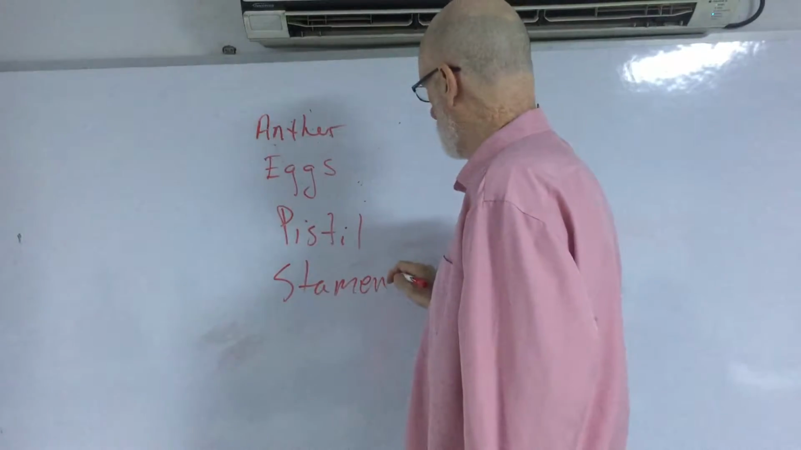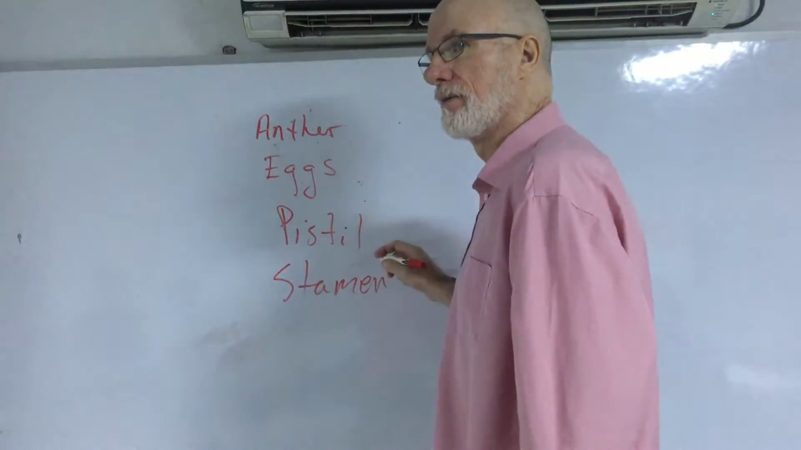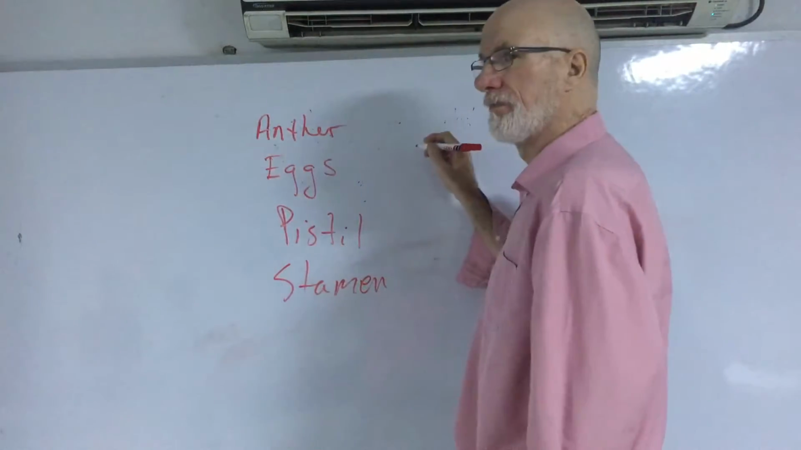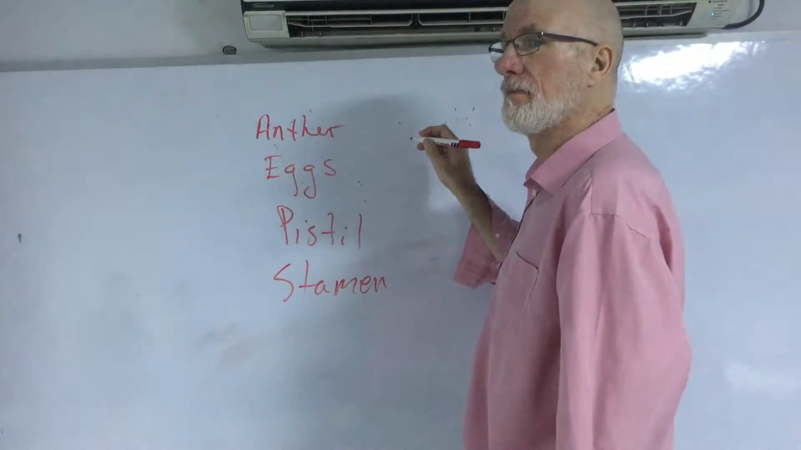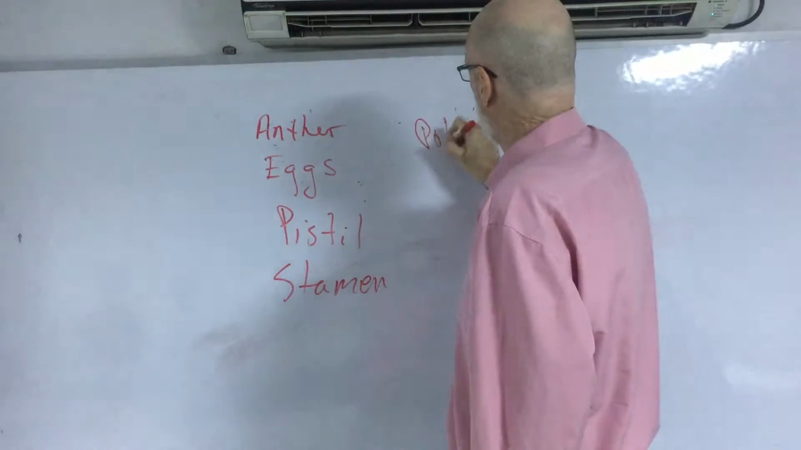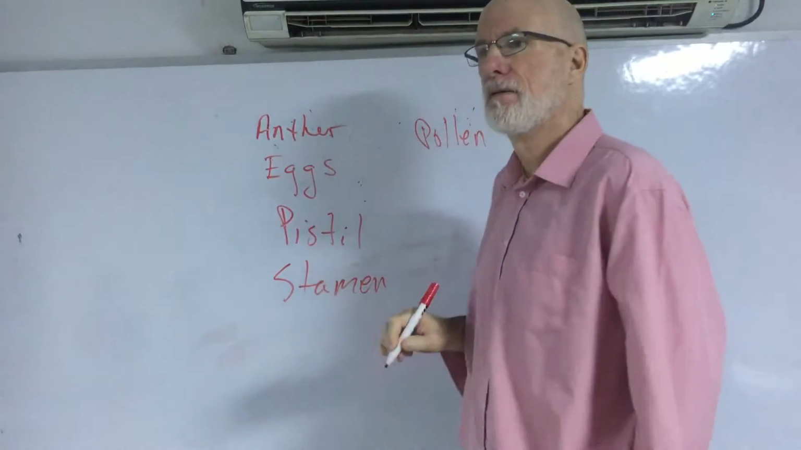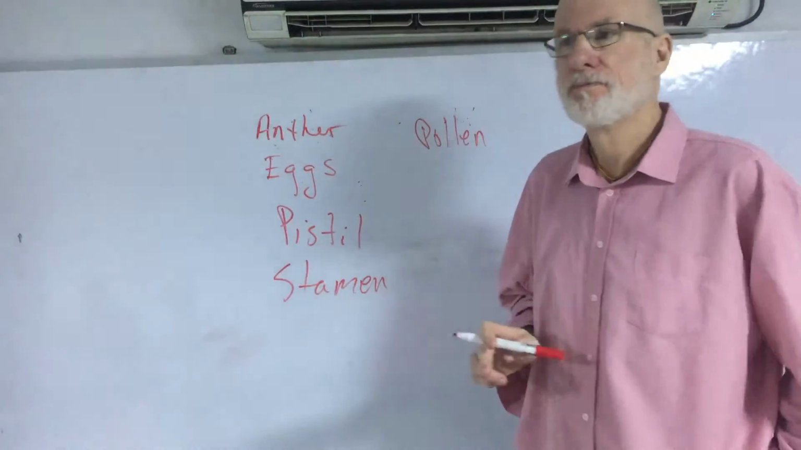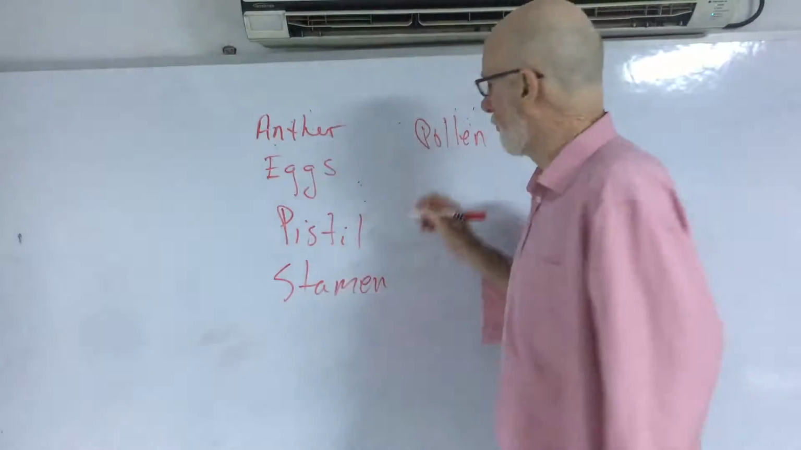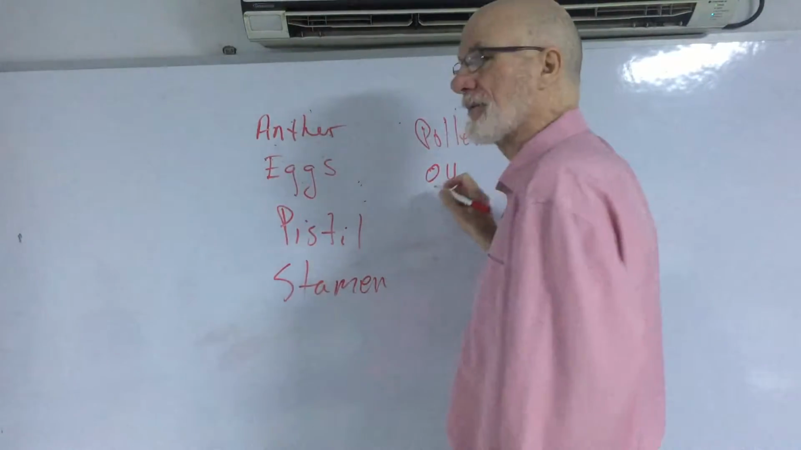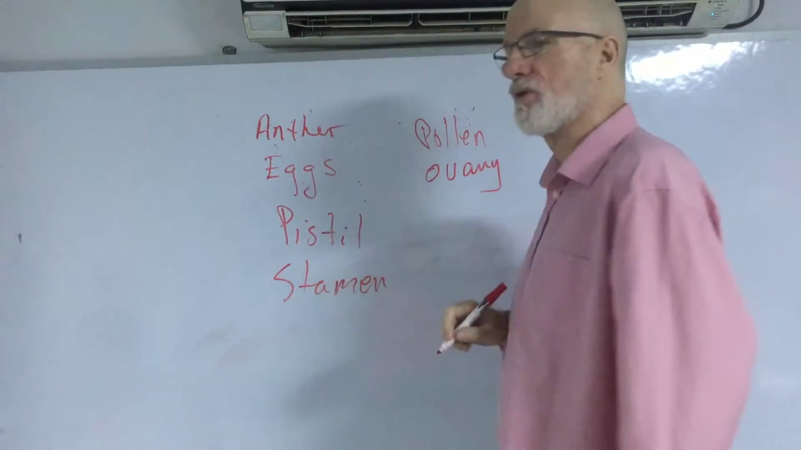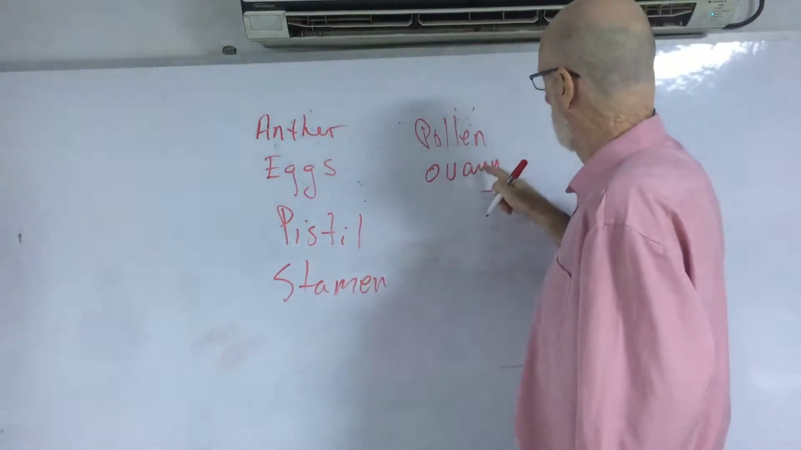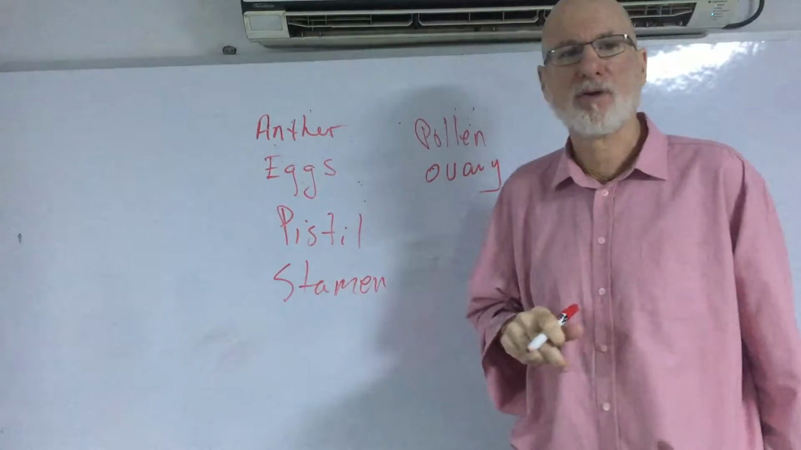S-T-A-M-E-N-S. Stamen. Singular. Stamen. Okay, what else? Pollen. P-O-L-L-E-N. Pollen. What else? Ovary. How do you spell that? O-V-A-R-Y. Ovary. Okay. Two R's there. Okay, ovary. What else? Anything else?